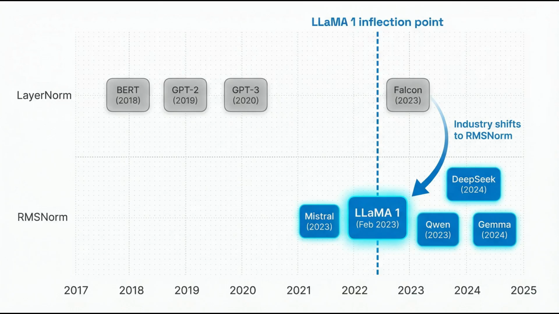RMSNorm simplified normalization. The question of position remains. 2 centimeters in the architecture is the difference between a $1 million model that trains and one that diverges.